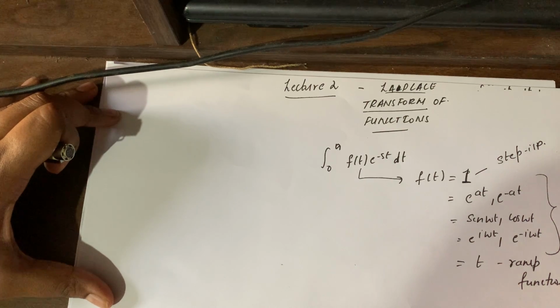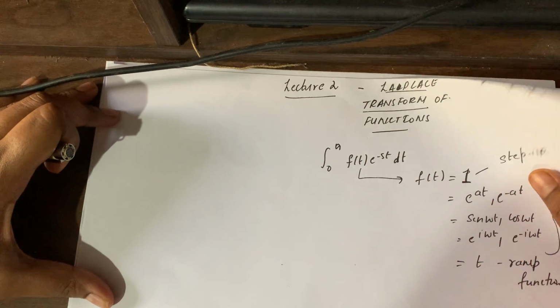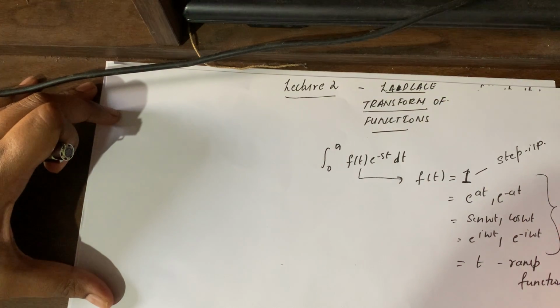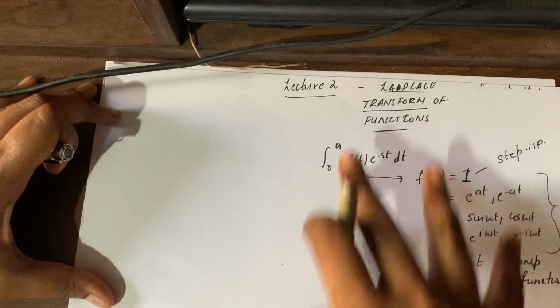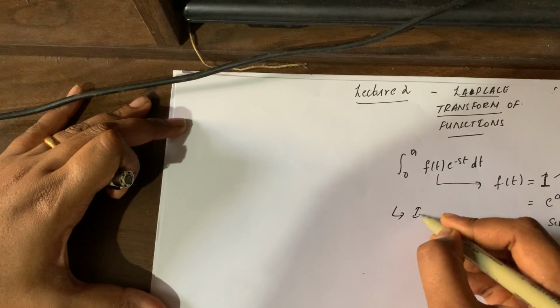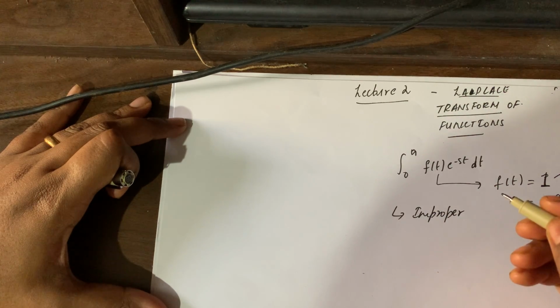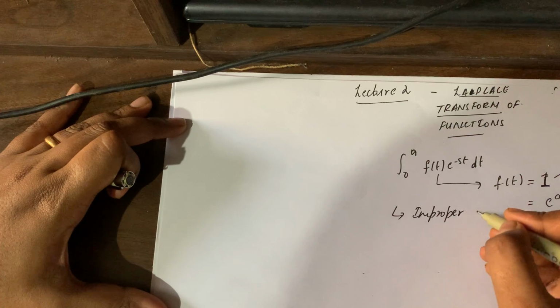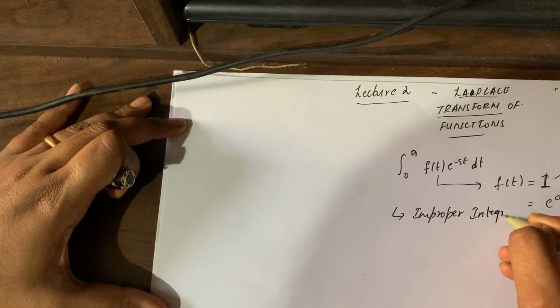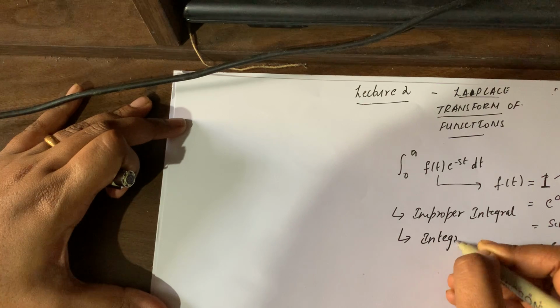So this is the first thing that I will be deriving. We have to know how to derive these Laplace transform functions and try to understand how we get there. The first thing that you need to know before I get through this is that you have to know improper integral concepts, and you have to know integration by parts. This is crucial.